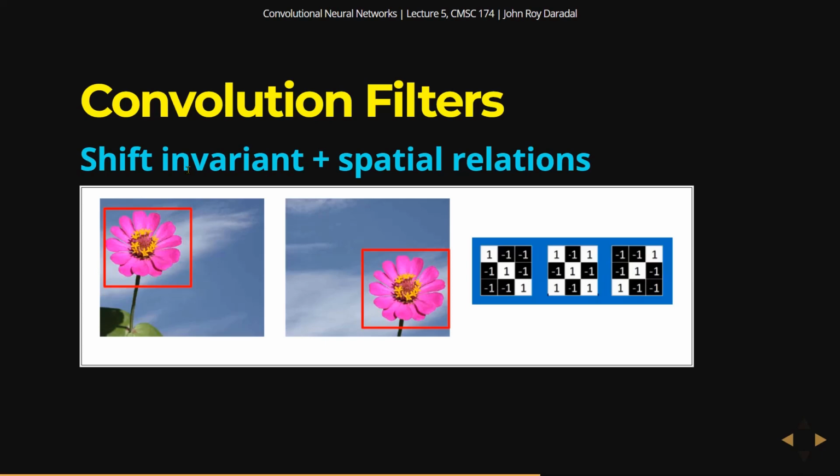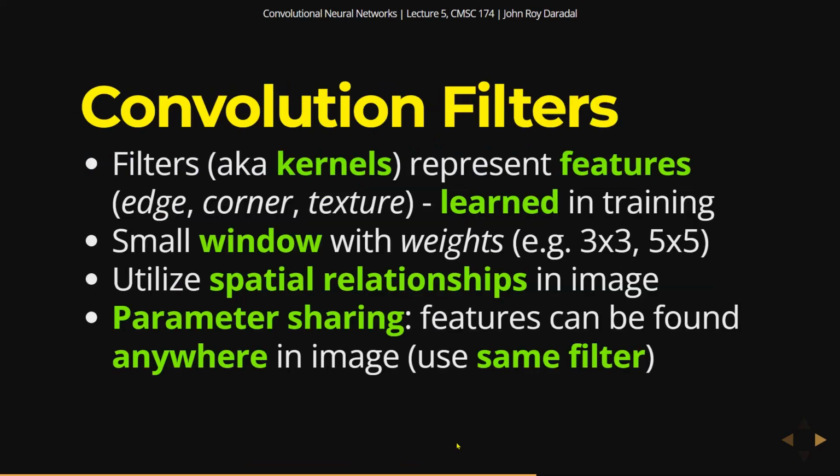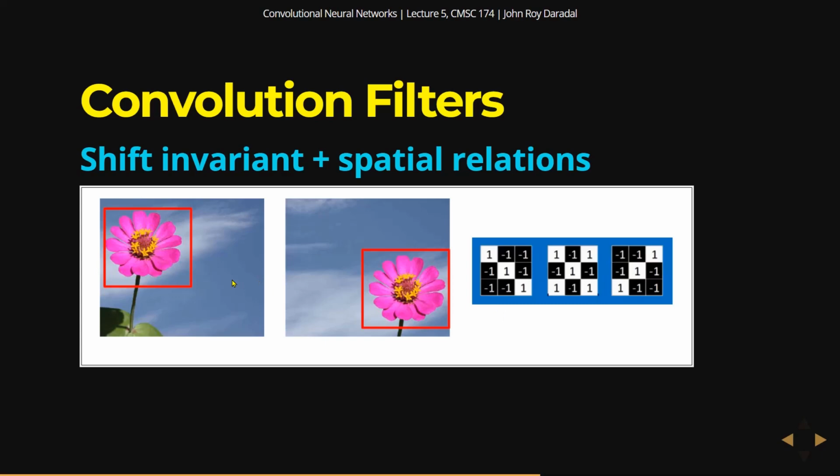So it should be shift or translation invariant. Okay, so that allows you to use the same filter because we don't know where the features can be found. Okay, it could be anywhere in the image, so that's why we will slide the filter all throughout the image and try to find these features anywhere in the image.